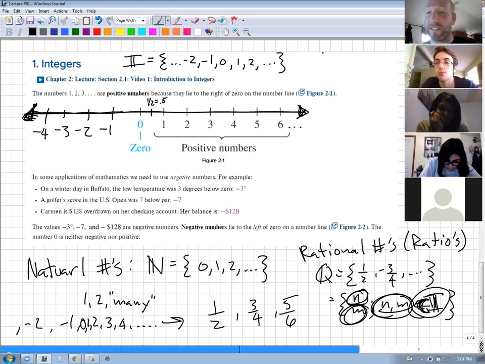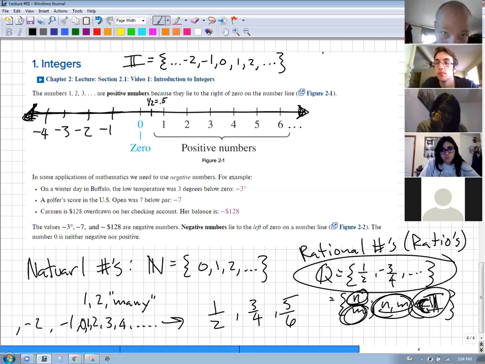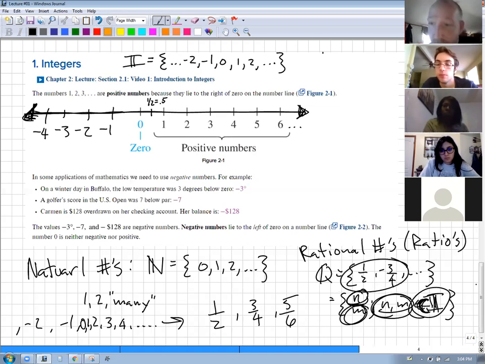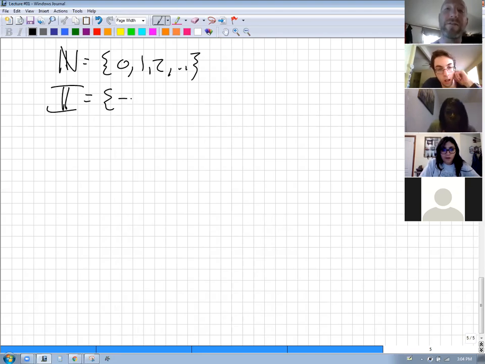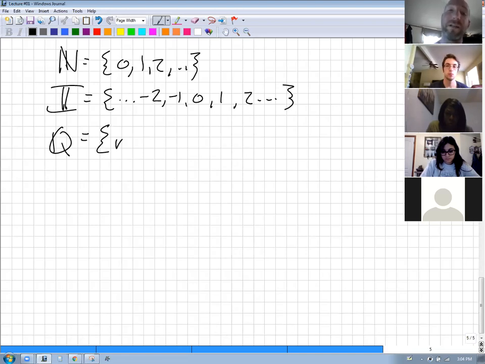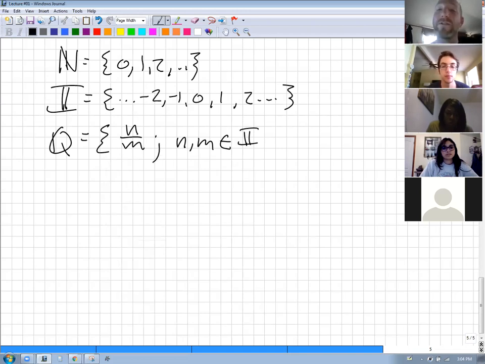What's really cool is as you extend our number set, we have our ratios here. I said it's an integer over an integer. So we go natural numbers, 0, 1, 2, and then we go up to the integers where we throw in the negatives. Dot, dot, dot, -2, -1, 0, 1, 2, and so on. Then we extend to the rational numbers, which we use a Q for. Again, this was any two numbers, N and M, an N over an M, where N and M are integers, ratios of whole numbers.